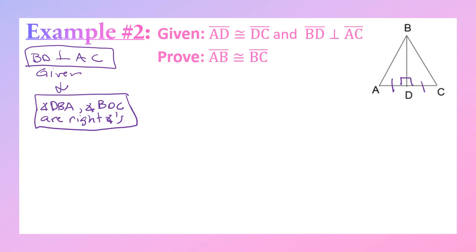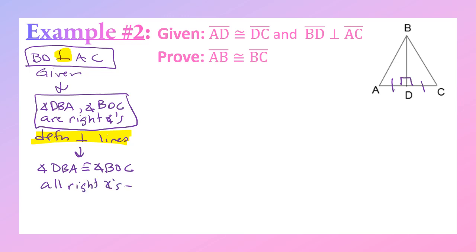So again, if I look right here at this symbol, this reason follows directly from that symbol. So this is going to be definition of perpendicular lines. Now, what do I know about all right angles? I know that all right angles are congruent. So I can say that angle DBA is congruent to angle BOC, and that is because all right angles are congruent.